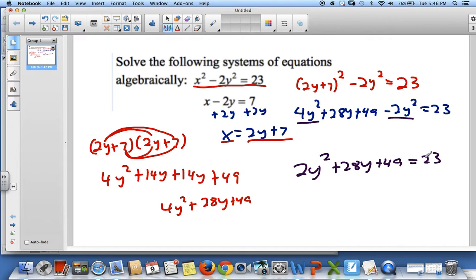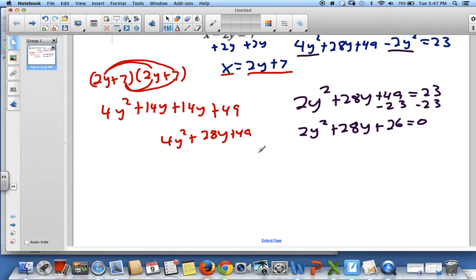I want to set the right side equal to 0, so I'm going to subtract 23. So I got 2y squared plus 28y, and this is going to be plus 26, is that right? Plus 26 equals 0. And I want to solve this. Now, solving a quadratic, there's many ways that we've learned to do this. One of the ways was to use the quadratic formula. We can do completing the square. I'm going to say the best way might be to see if we can factor.